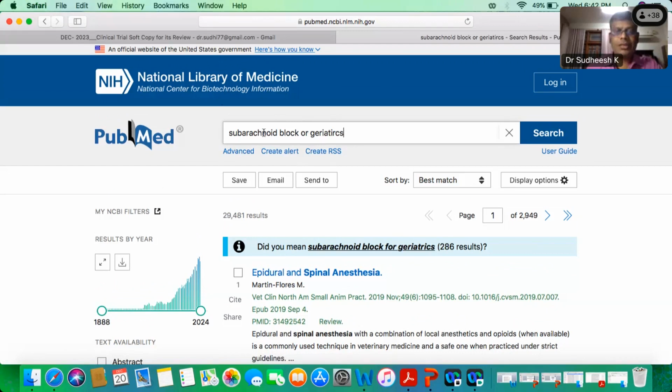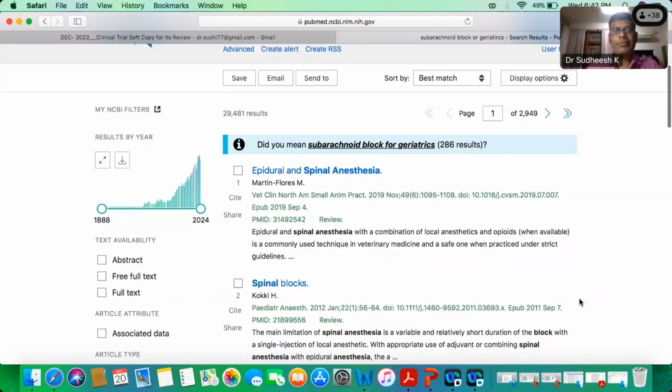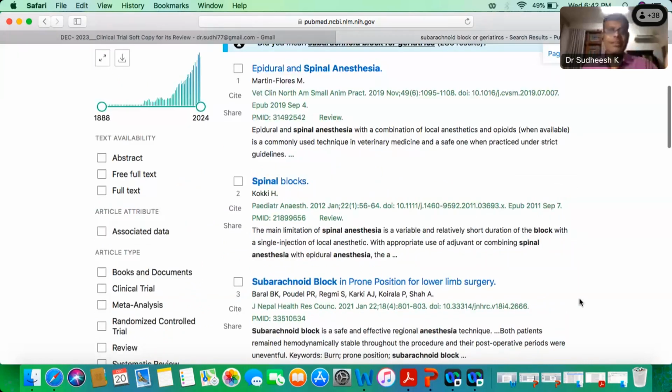So you have epidural and spinal anesthesia, epidural spinal block, subarachnoid block in prone position, hypotension with subarachnoid block, elderly patient, combined spinal epidural technique. This way it shows so many results. Again, this becomes so cumbersome.